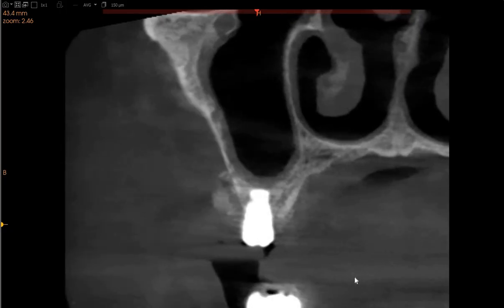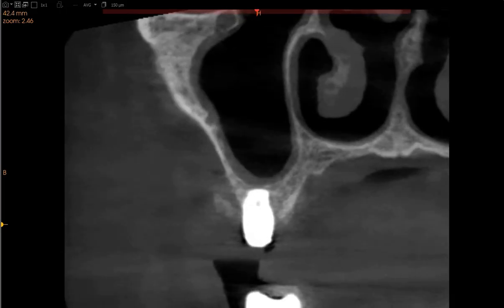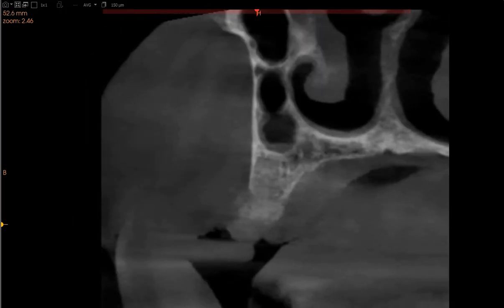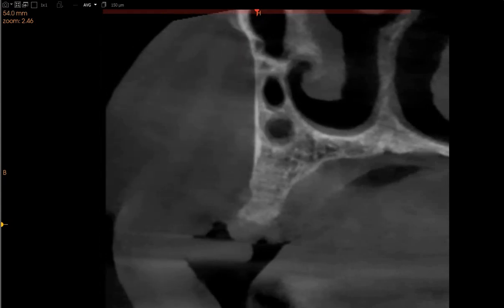Mesially, we definitely have bone. Around the implant, we have thin bone on the distal aspect as well. This is the region which is again grafted. We've got good bone in this region. In the premolar region, we've got approximate ridge width of 6 millimeters and a height of 9 millimeters.